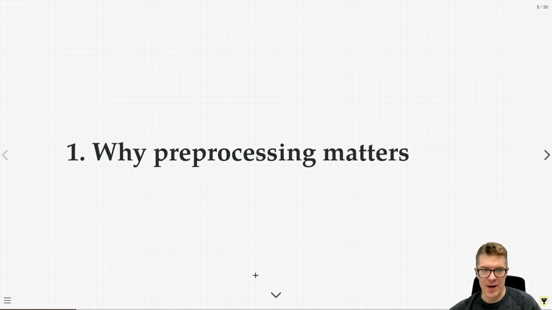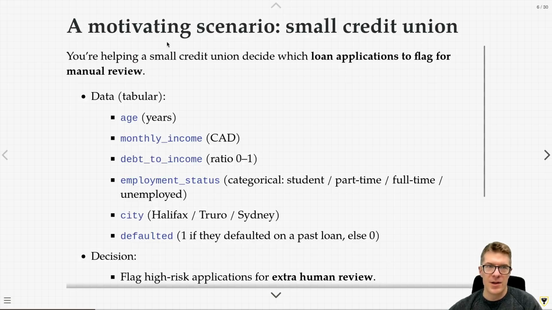So why does preprocessing matter? Let's consider this small credit union. Okay, maybe both of us. We're helping a small credit union decide which loan applications to flag for manual review. Okay, so we have from this credit union some data in a table of all the loan applications that people have put in. So we have something about the demographics of the applicants. We have their age in years. We have their monthly income.